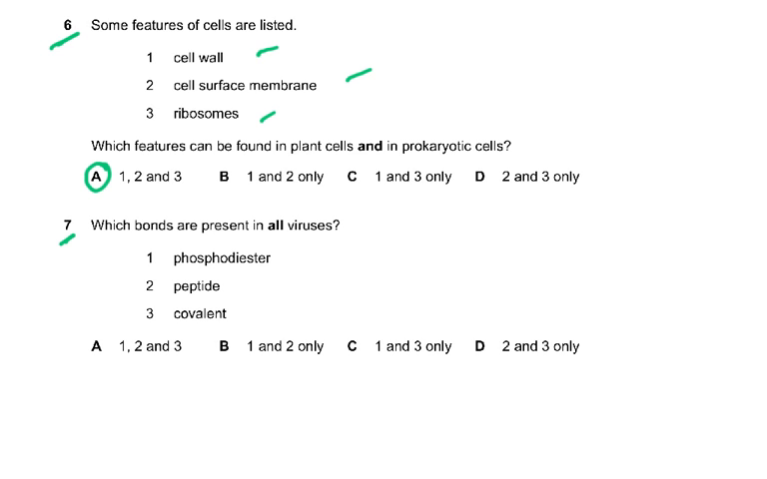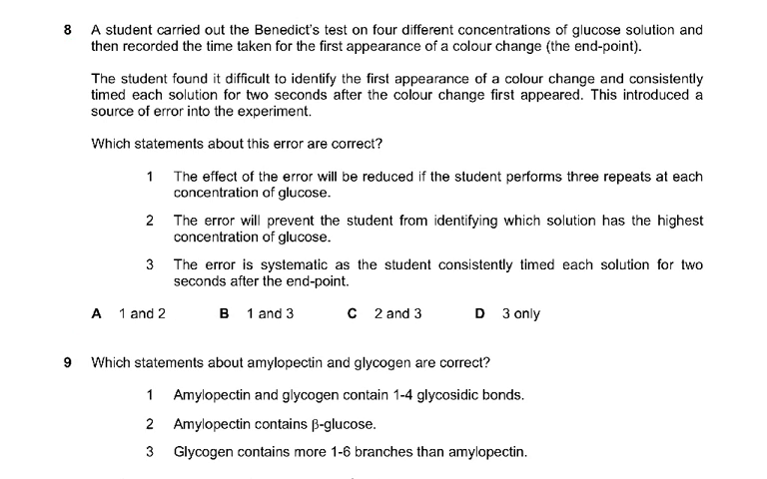Then question number 7, which bonds are present in all viruses? All viruses have a protein coat. All viruses have either a DNA or an RNA strand. So the DNA or the RNA will have a phosphodiester bond. The protein coat will have peptide bonds, and number 3, a peptide bond is a covalent bond. So that is also correct. So that is why the answer is A. All 3 are correct.